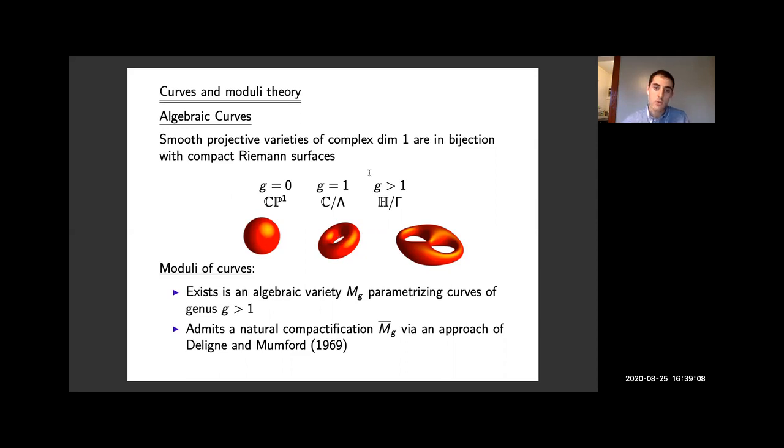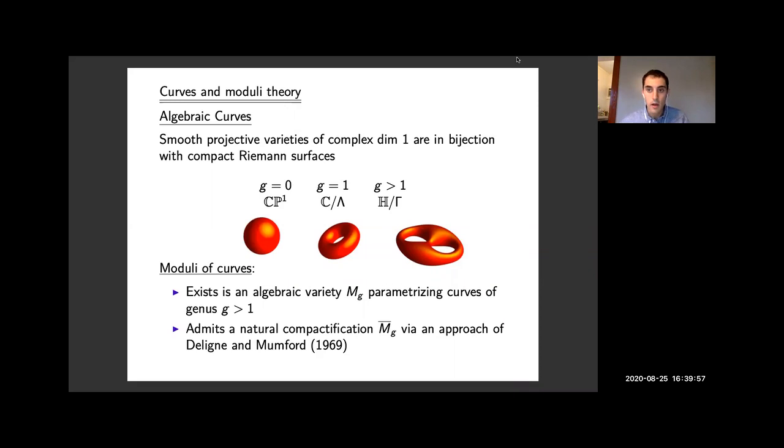So you can try to find some shape that's going to parameterize your curves, and there's a lot of literature on this subject. It's a well-known result in algebraic geometry, and goes back even before algebraic geometry, that there exists an algebraic variety, which we'll call M_g, that's going to parameterize curves of fixed genus g when g is greater than 1. You can think about this as some space, and the points in the space correspond to genus g algebraic curves. As you vary the point on M_g, you're varying the algebraic curve, or if you want to think about it as a Riemann surface, you're varying the Riemann surface up to isomorphism.